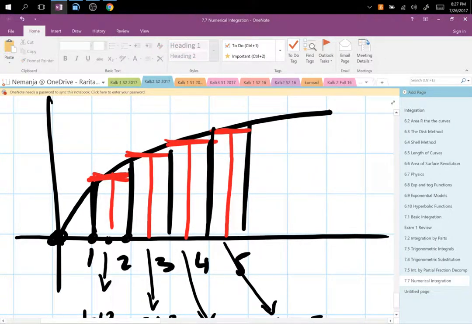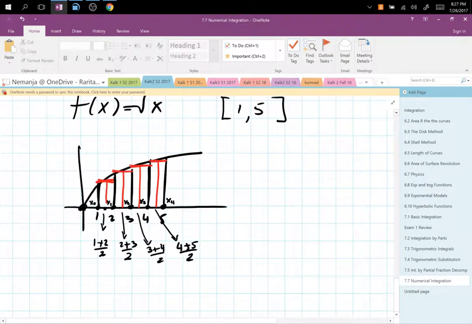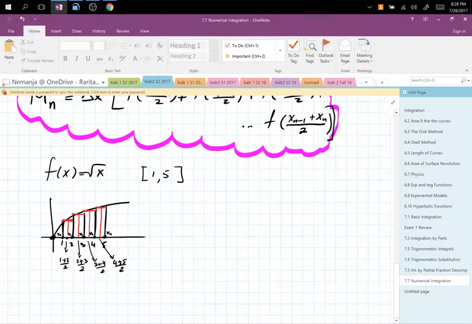So the points on the x-axis are your x0, x1, x2, x3, and x4. I should have made this picture. No, because the interval starts at 1. That's why I don't have it.